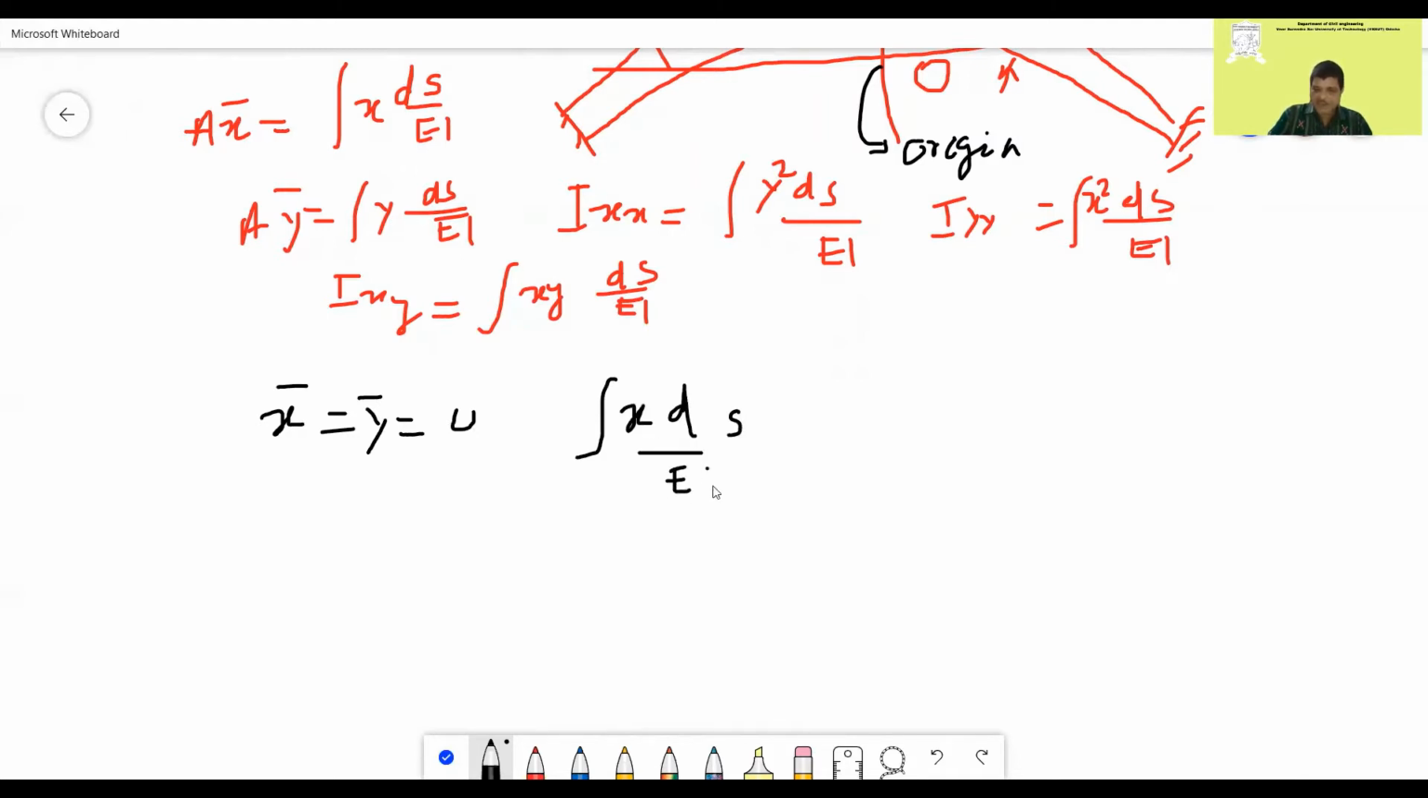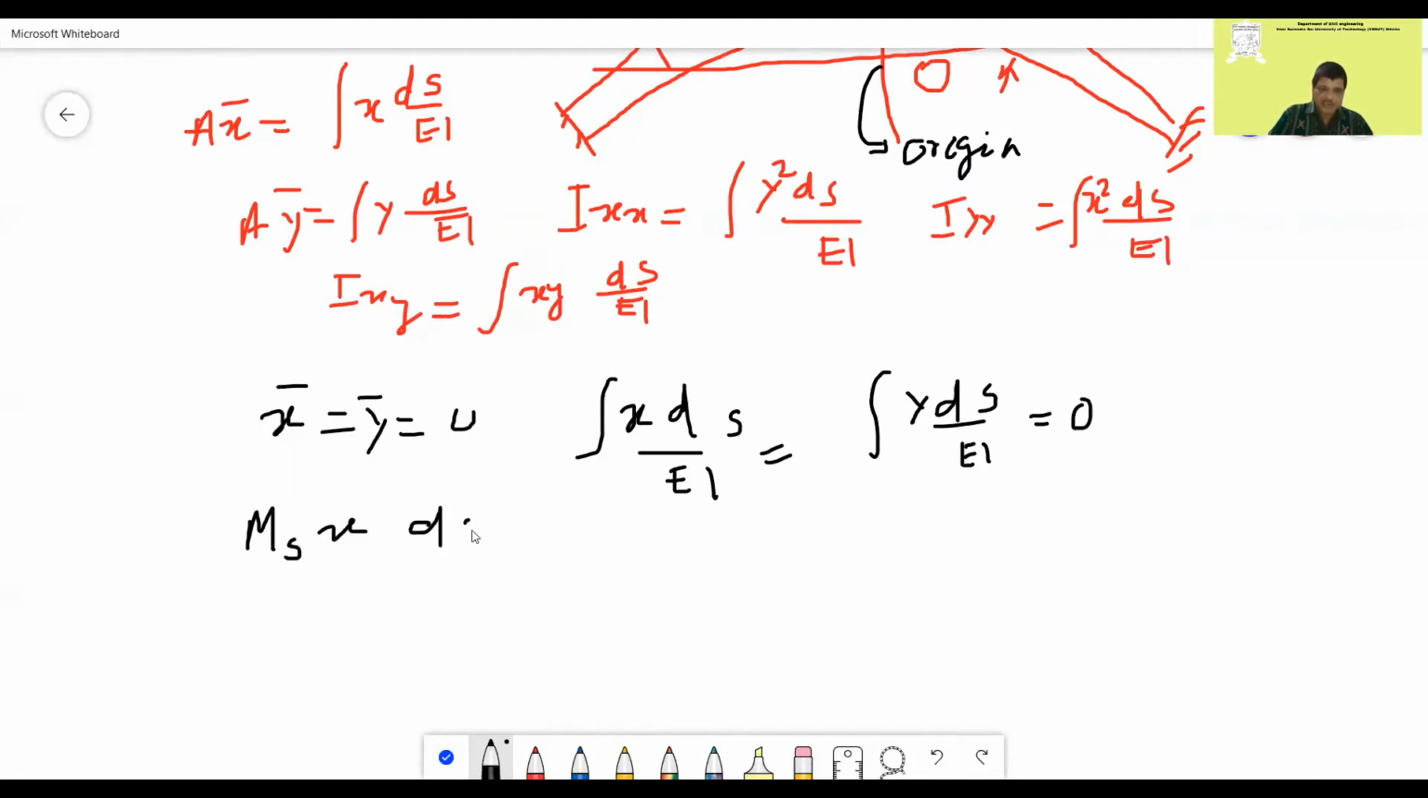XDS by EI is equal to YDS by EI. These things will be... Okay. Now, if you try to derive these equations for these solutions, you will find this will come like this. Let me write the equations.